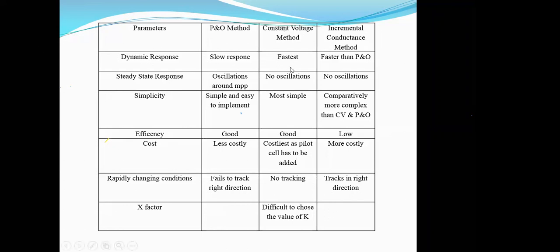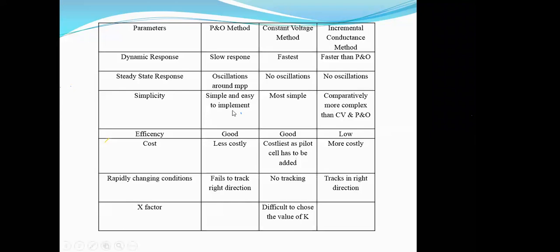And in constant voltage, we calculate VMP as just 0.72 of VOC and we get the VMP, so it is the fastest among the three. Incremental conductance is in between the first and second. Steady state response is oscillation around MPP. Why? Because PK+1 minus PK keeps being computed even when reaching near the MPP, and we will have losses. In the other two methods, you are directly calculating the VMP, so there will be no losses and no oscillation.